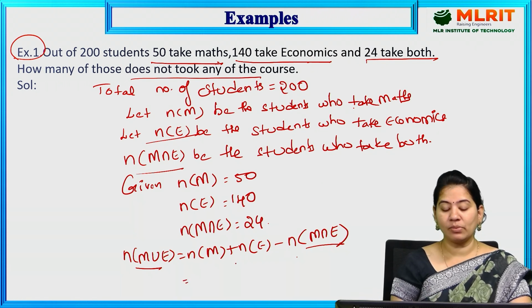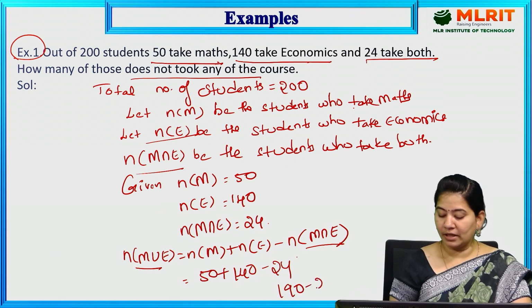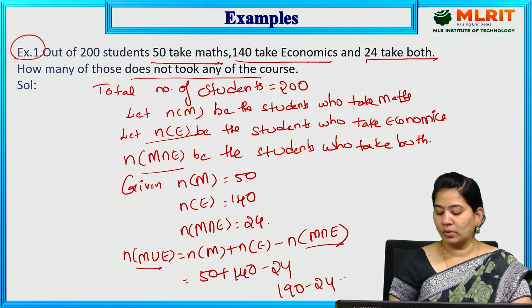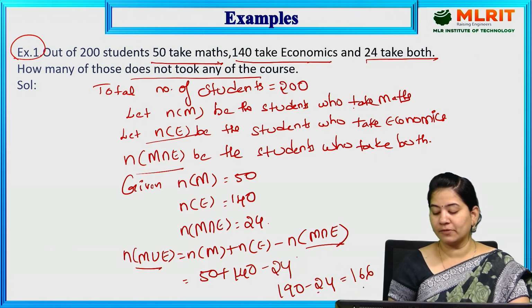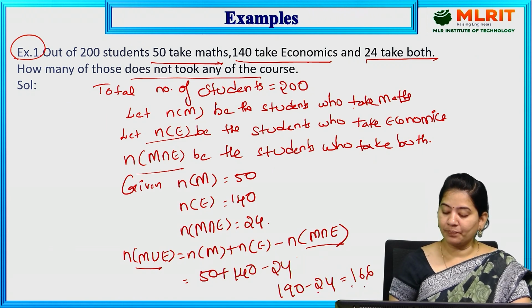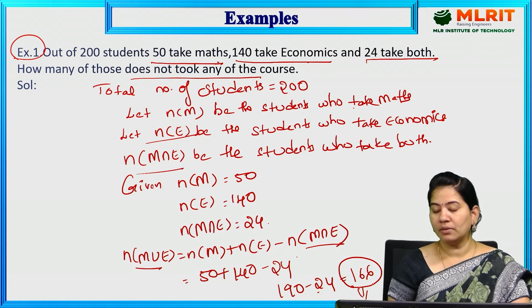Now if you substitute these values, as we know n of M is 50 plus n of E is 140, and n of M intersection E is 24. So here we have a total of 190, 190 minus 24. What is the answer? 166. 190 minus 20 is 170, minus 4 is 166. So this is the number of students who took either maths or economics.